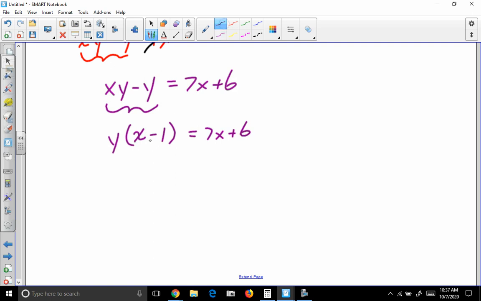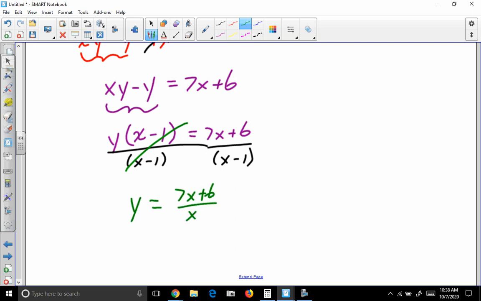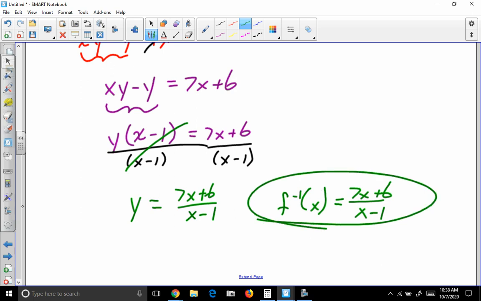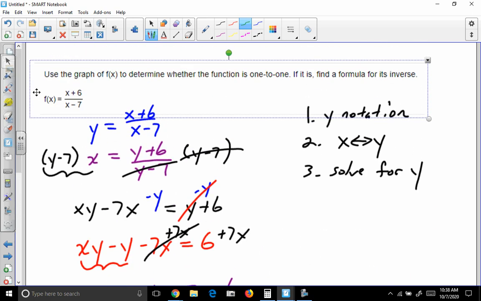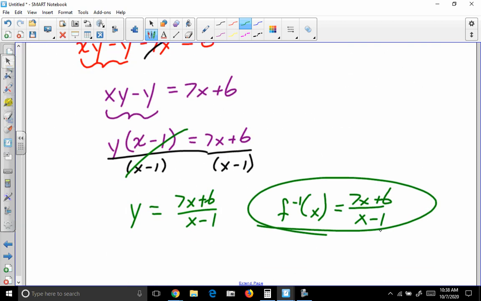And then to get y by itself, the opposite of multiplying is to divide. So divide both sides by x minus 1. So those cancel. So y is (7x plus 6) over (x minus 1). In terms of inverse notation, f inverse of x is (7x plus 6) over (x minus 1). So this is the inverse function if our function started out as that. So that function and this one are inverses of each other.